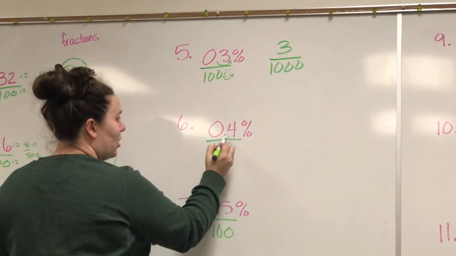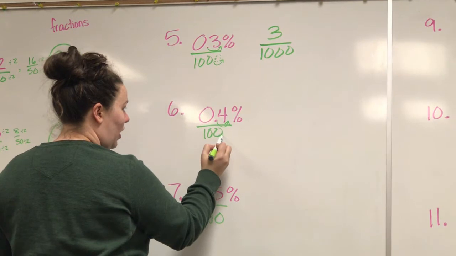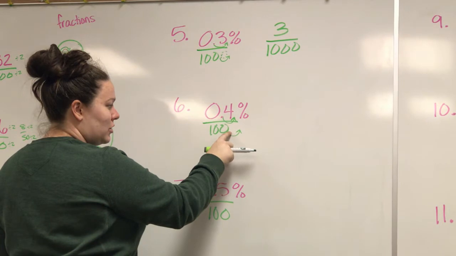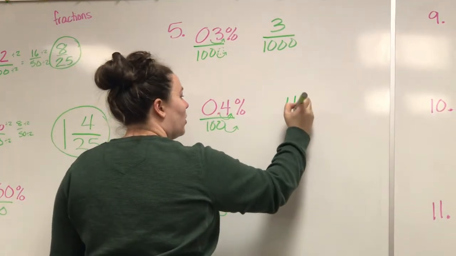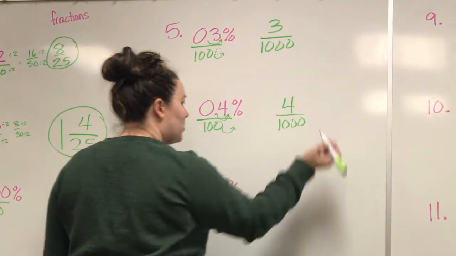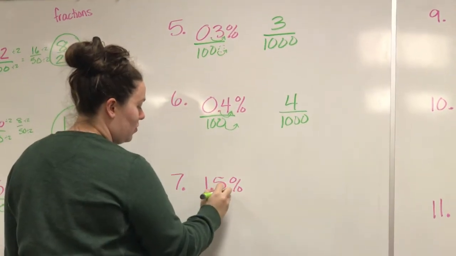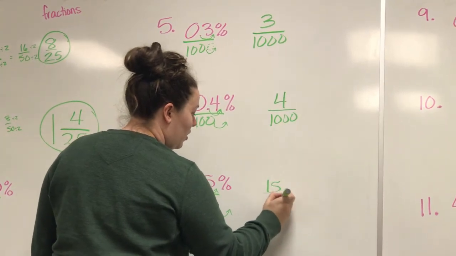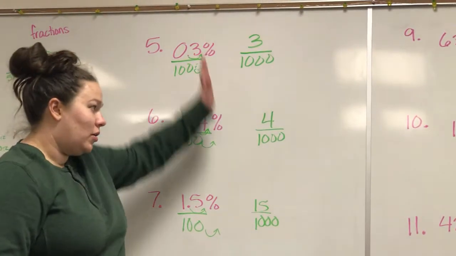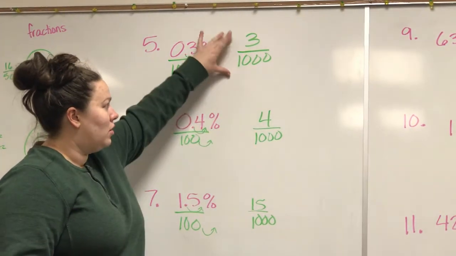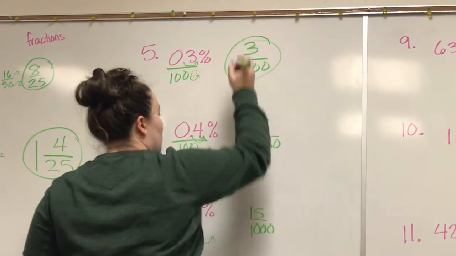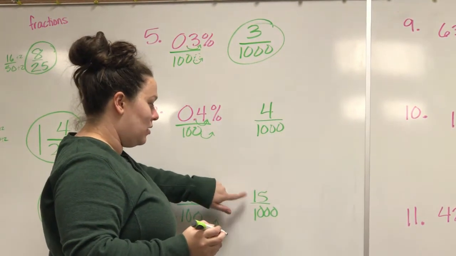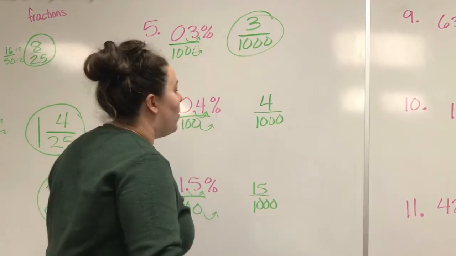Same thing here. I have to move it over. I have to move the invisible decimal that's usually behind this 100. So 4 over 1,000. Same here. Move it over. Move it over. 15 over 1,000. Okay, we think we're done. However, this is not in lowest form. This one's good. These are both even, and this one ends in a 5 and a 0, so I know I can reduce those as well.